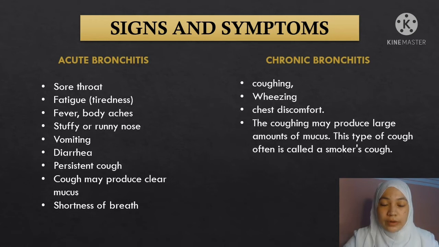For acute bronchitis, we have sore throat, fatigue or tiredness, fever, body aches, stuffy or runny nose, vomiting, diarrhea, persistent cough, cough that may produce clear mucus, and shortness of breath. For chronic bronchitis, we have coughing, wheezing, chest discomfort. The cough may produce a large amount of mucus, and this type of cough is often called a smoker's cough.